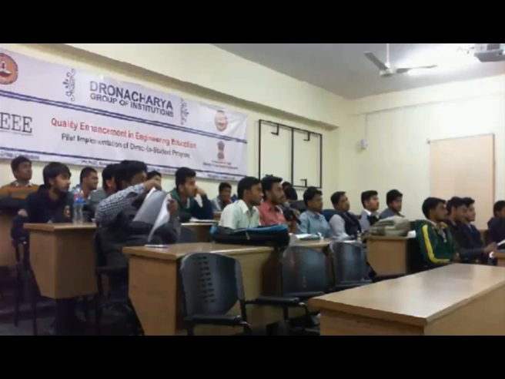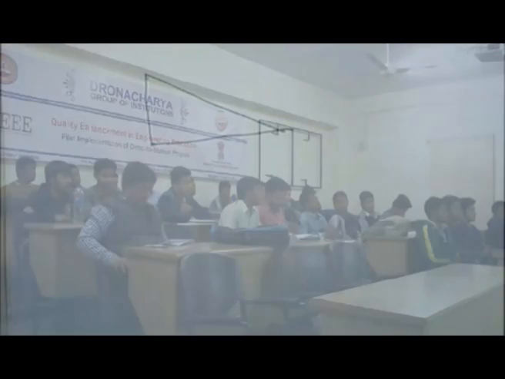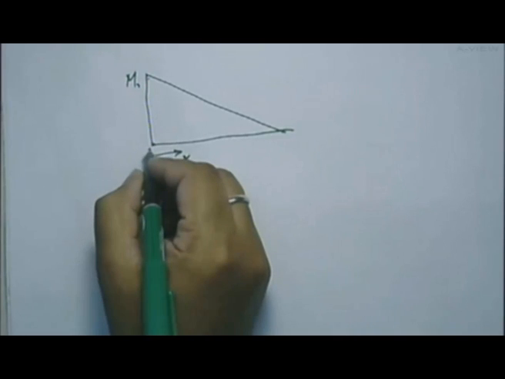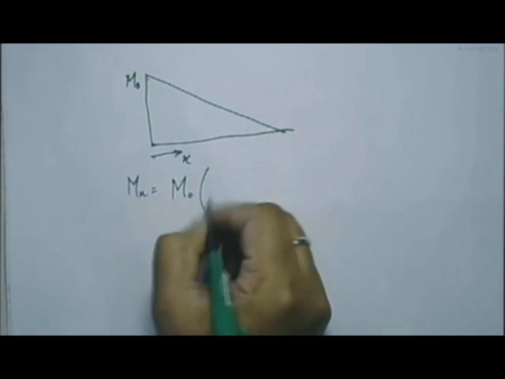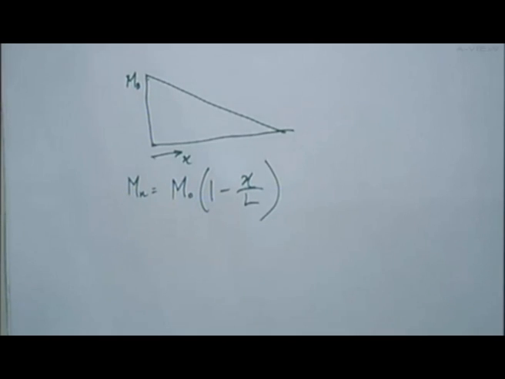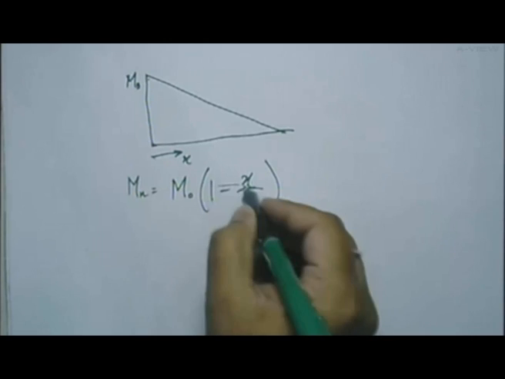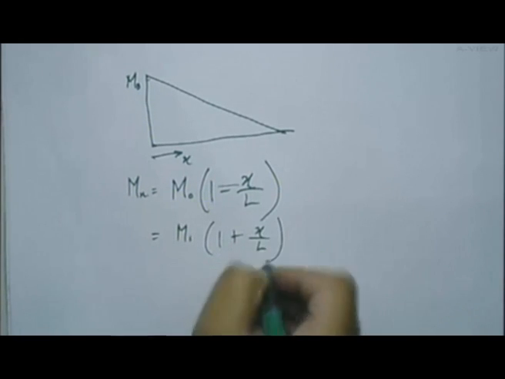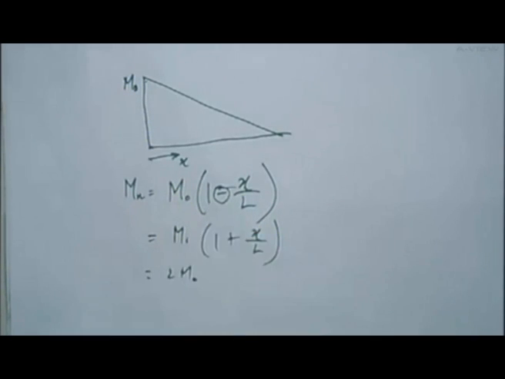In example number one, if you look at the bending moment diagram of that beam, this is the x. At x equal to zero, the value of the moment is M0, and the equation I got is M(x) equal to M0 times (1 minus x over L). At x equal to L, the value of the moment is 0. If you put x equal to L here, it goes to 1, so 1 minus 1 makes it equal to 0. Now you are saying it is M0 times (1 plus x over L). In that case, if you put x equal to L here, you will get 2M0. But the moment is reducing, it's a negative, so that's why you should have the negative here. Is that clear?